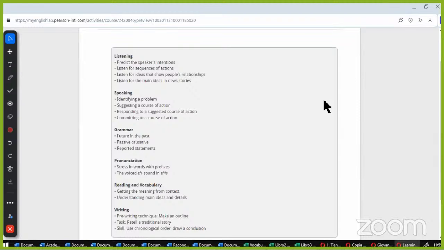Passive causative. Reported statements. Pronunciation. Stressing words with prefixes. The voiced th sound in this. Reading and vocabulary. Getting the meaning from context. Understanding main ideas and details. Writing, pre-writing technique, make an outline, task. Retell a traditional story, skill, use chronological order, draw a conclusion.